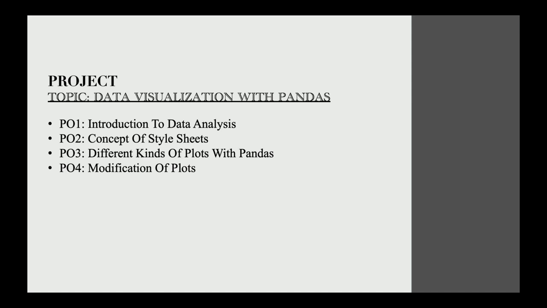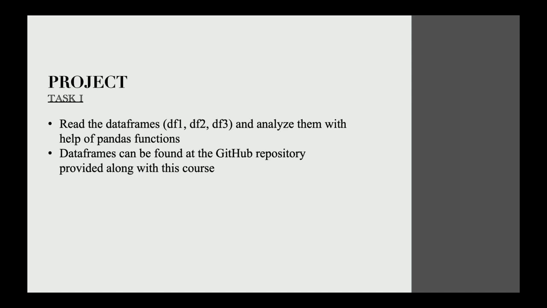Our project has been divided into 6 parts or 6 tasks. Now we are going to discuss every one of them in detail. So let's move on. Our first task: read the data frames DF1, DF2 and DF3 and analyze them with the help of Pandas functions. Also note that these data frames can be found at the GitHub repository provided along with this course.